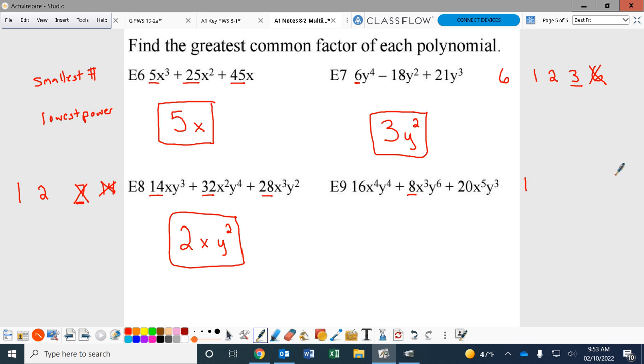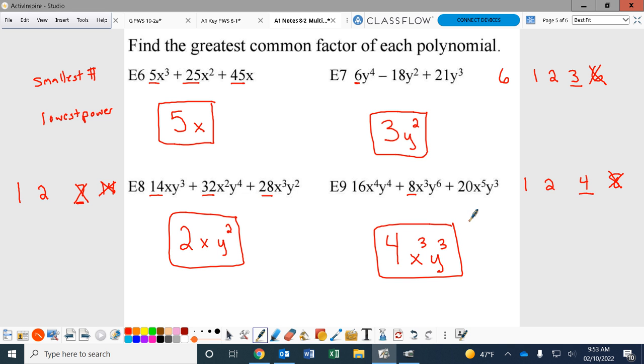1 and 8. What else goes into it? 2 and 4. I usually go in order from greatest to least, but it's up to you. It makes it easier because I want to look for the biggest number. So I try to stay in order when I write them out. So 8 won't go into it. Does 4 go into 16? And does it go into 20? So there's your number. Okay, what is the lowest power on the x's? 3. What is the lowest power on the y's? 3. There's your GCF.